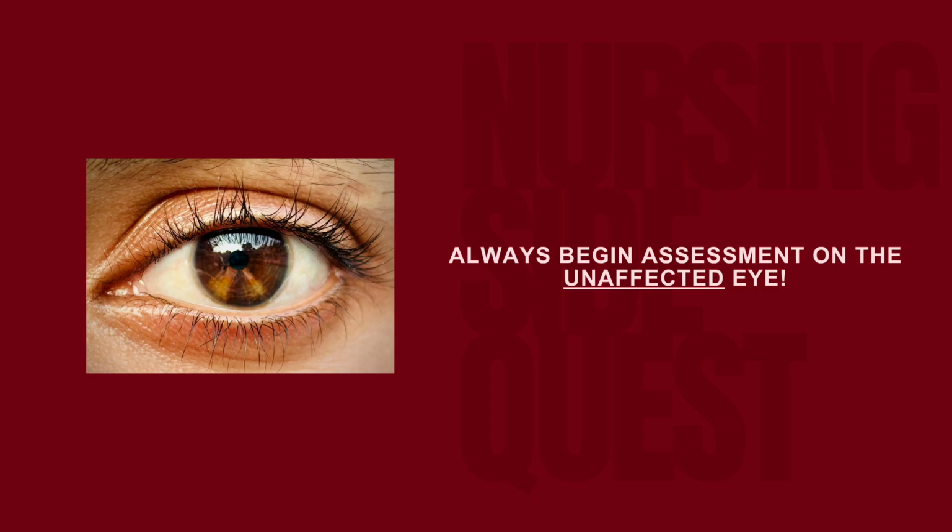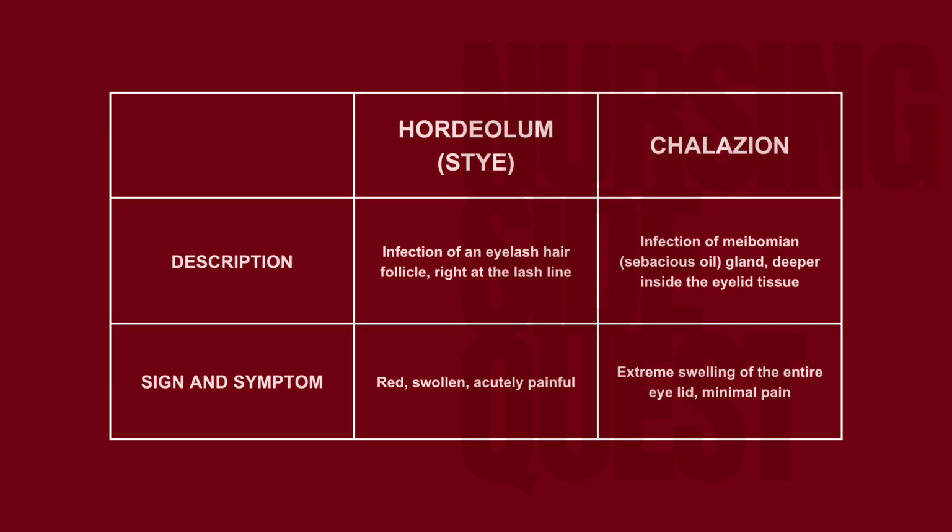It seems obvious in theory, but in the chaotic rush of clinical practice, it is a surprisingly easy mistake to make. So what does this all mean for the specific eyelid conditions we need to memorize? Let's start with the classic showdown, the hordeolum versus the chalazion. These two are constantly confused because they both cause lumps on the eyelid, but their mechanisms are entirely different.